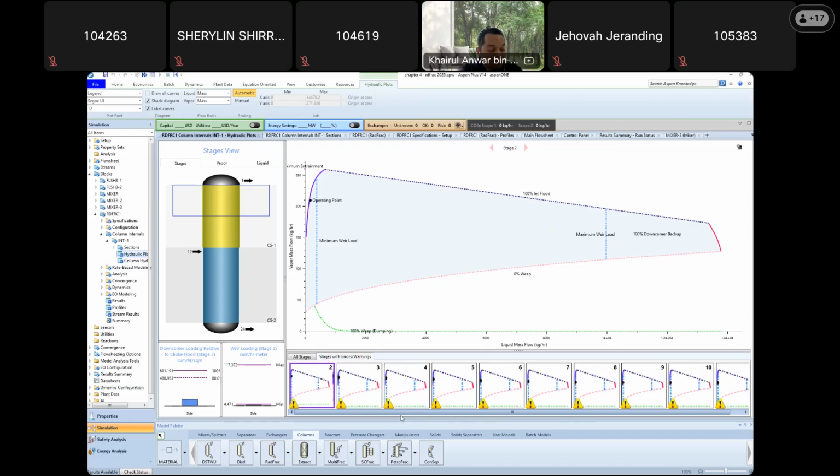The warning said that the liquid rate at any stage between 2 and 11 is either below or approaching what is required by the specified minimum weir loading of 4.471. The total liquid rate for stage 2 is below what is required by the specified minimum weir loading of 4.471 cubic meter per hour per meter. This is slide 42.